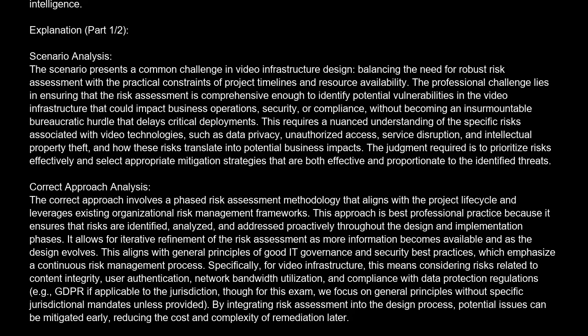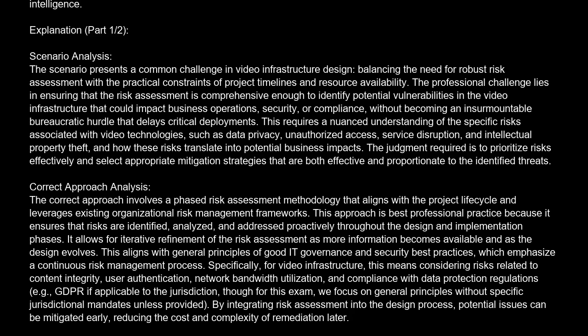This requires a nuanced understanding of the specific risks associated with video technologies, such as data privacy, unauthorized access, service disruption, and intellectual property theft, and how these risks translate into potential business impacts. The judgment required is to prioritize risks effectively and select appropriate mitigation strategies that are both effective and proportionate to the identified threats.